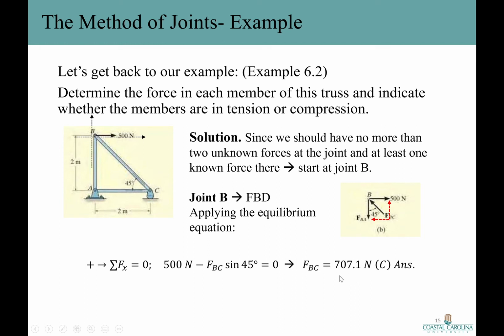And since we got a positive number, our first assumption of the member being in compression is correct. Either your assumption or your inspection was correct. No need to change anything, okay? And by solving the equilibrium equation in y direction, here is the y component of F sub BC times cosine of 45 degree minus, because this is downward, the F sub BA, minus F sub BA equals to 0. And solving this equation for F sub BA happens to be 500 Newton. And again, the result that we got is positive, so our inspection or our assumption was correct. It's in tension. Always check that. Always.